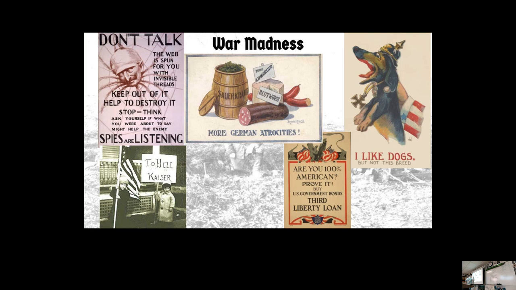And here, look at these German atrocities. Real poster. Sauerkraut, Blutwurst, blood sausage, liver and cheese, frankfurters, or of course, I like dogs, but not this fruit. And so this would have kind of seemed almost funny. They would start doing things like calling sauerkraut, you had to call it victory cabbage.